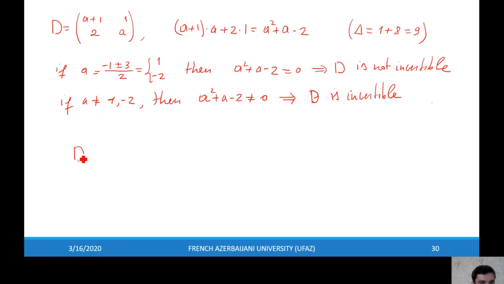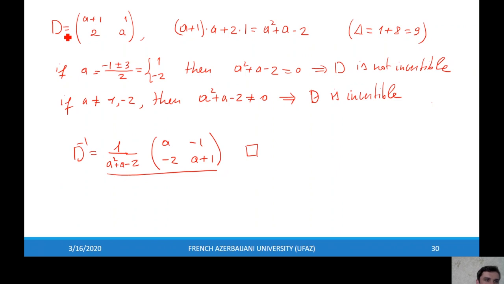And the inverse of D will be 1 over the determinant a squared plus a minus 2, and then we change the places of a plus 1 and a, and then here we change the sign of 1 and 2, minus 1, minus 2. That's all. And this matrix will be the inverse of D. Okay, see you guys next lesson.